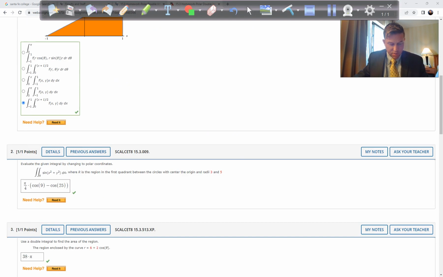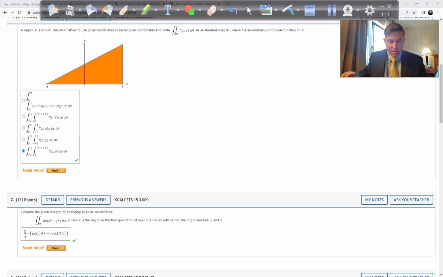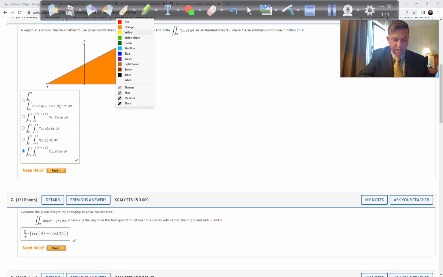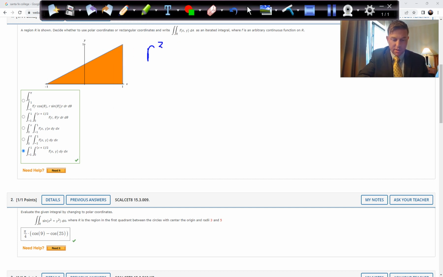Okay, problem 2 is where we are going to start using the polar coordinates. So let's get some review equations down. So we know, actually let me write left to right, rectangular to polar, x squared plus y squared equals radius squared. We know x equals r cosine theta, and we know y equals r sine theta.